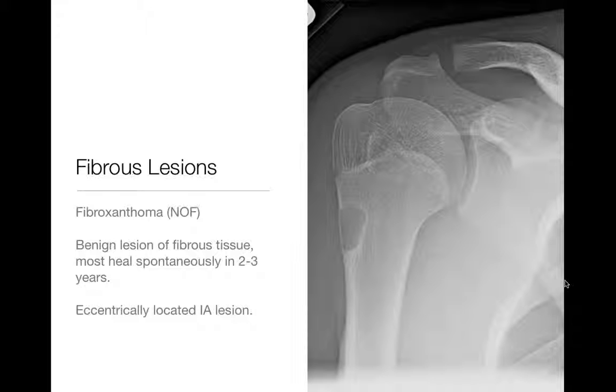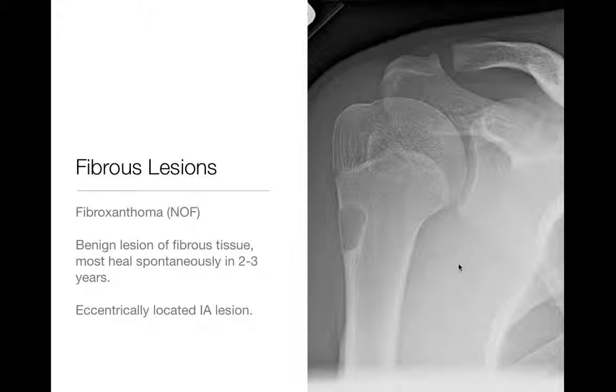The typical location for and appearance of these are eccentrically located or slightly cortically based. They're going to be geographic 1A lesions. They're going to have a nice sclerotic border, just like this one does right here. Very benign appearing. Over time, as they heal, they'll fill in with a denser matrix, and they'll look sclerotic, and you may just see this kind of scar, this sclerotic scar from where one had healed.